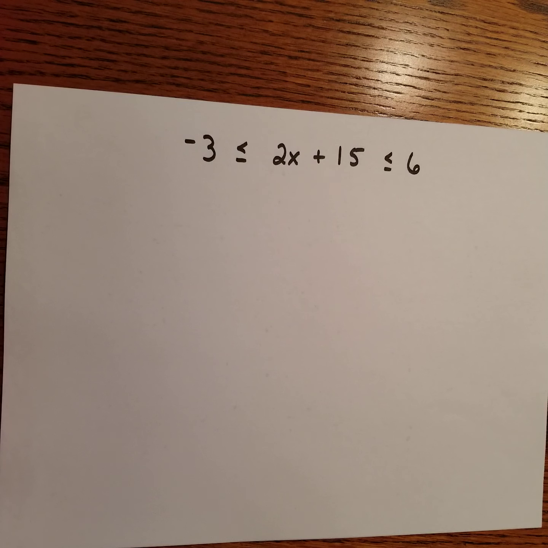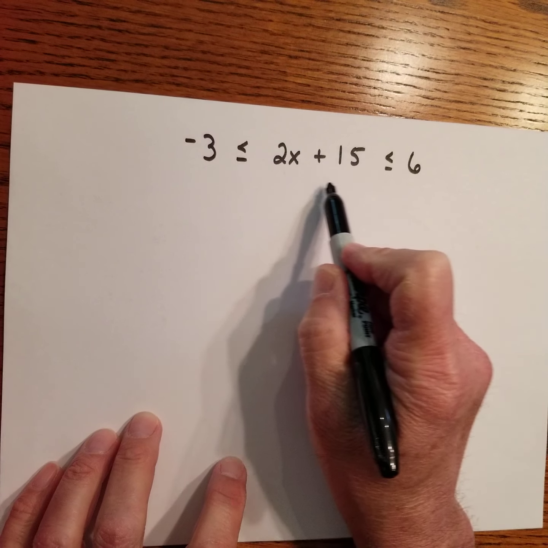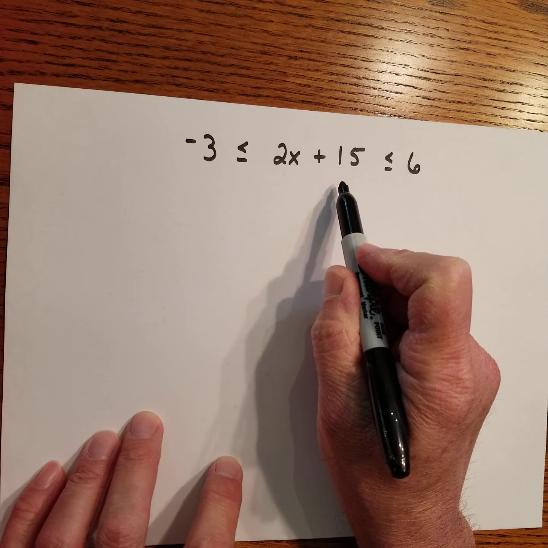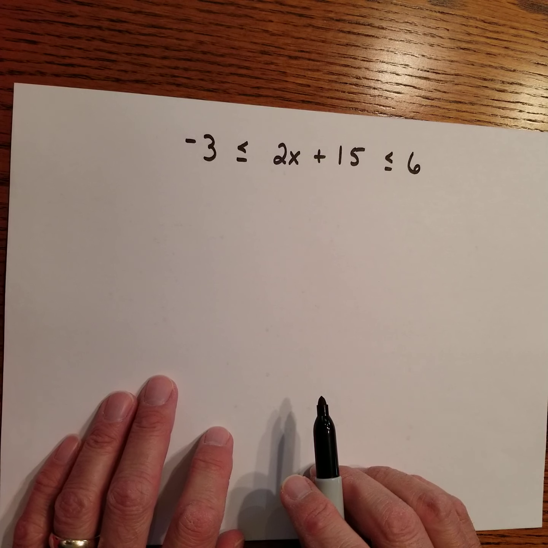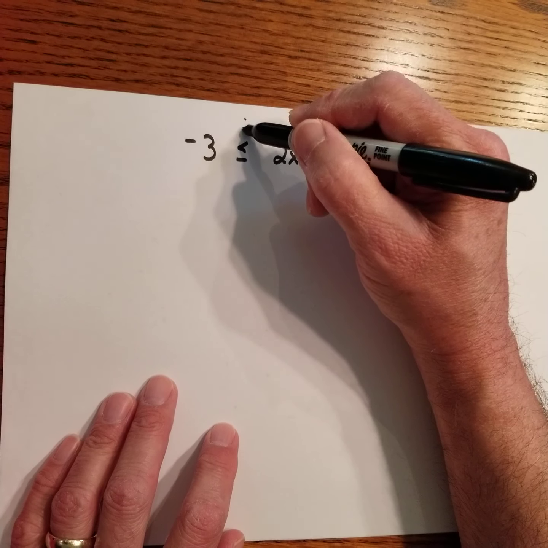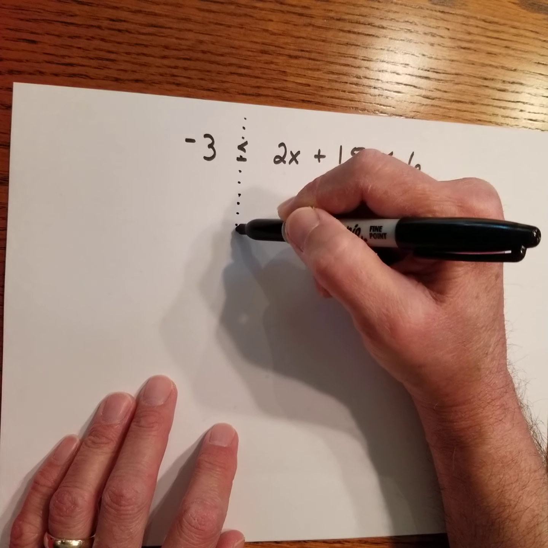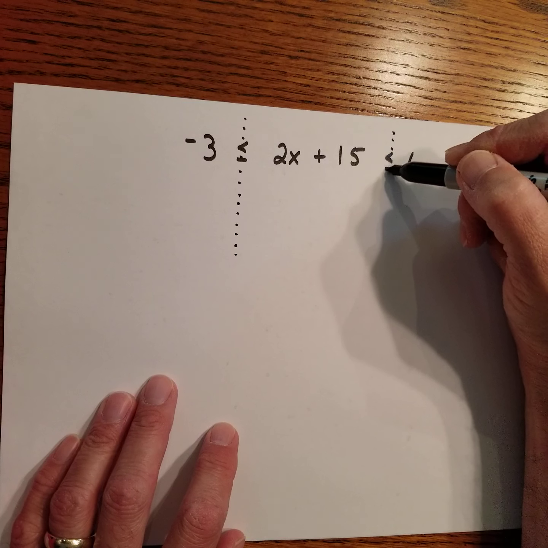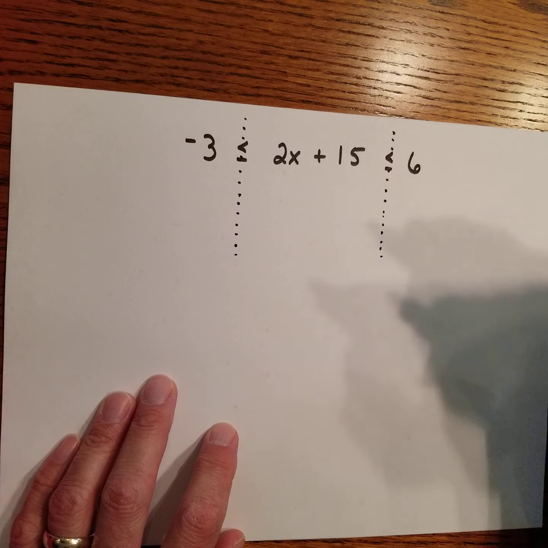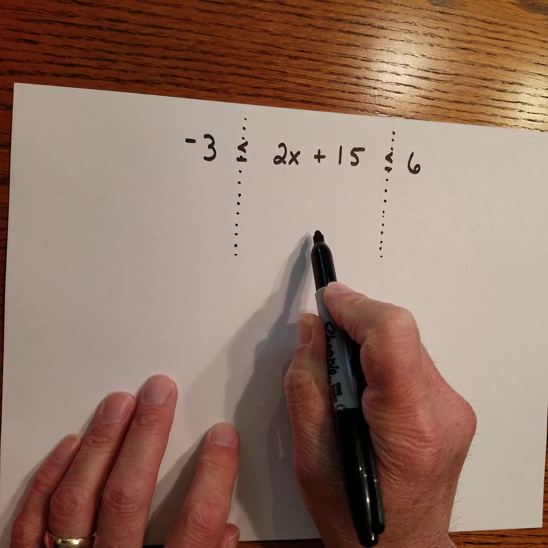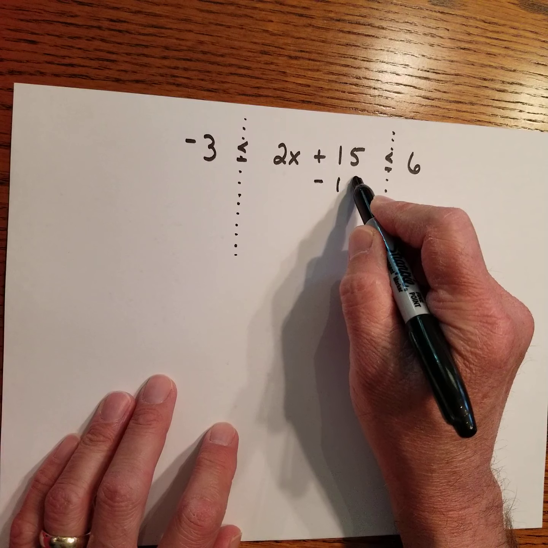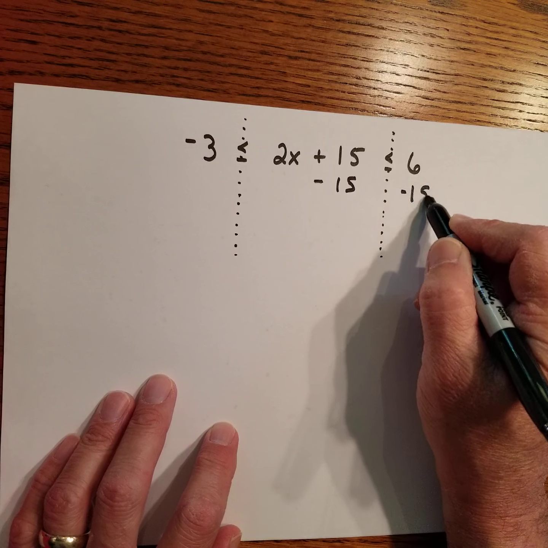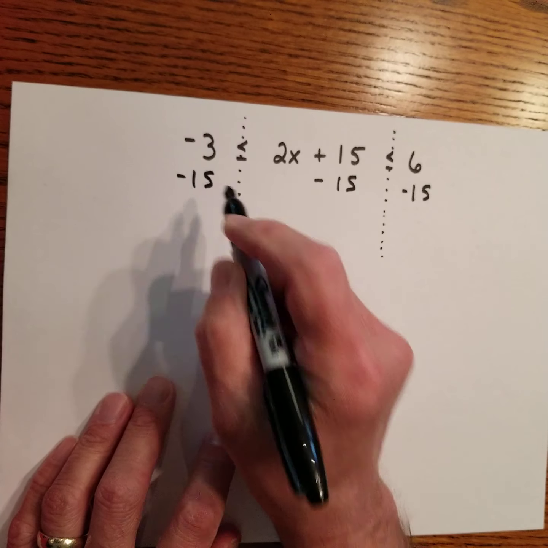For this last example, I want you to think of the word between. Things that satisfy this must be between -3 and 6. Let's solve. Think of this as two separate problems, all built into one. We need to get x by itself in the middle, so get rid of the 15. The inverse of addition is subtraction. We'll subtract 15 from each part of the problem.